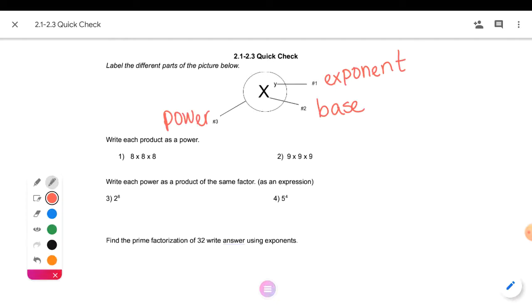Okay, so if it's just a little number, it's an exponent. The big number, the base. But you have to have a base with an exponent. And when we have it all together, a base number and an exponent, we call it a power.